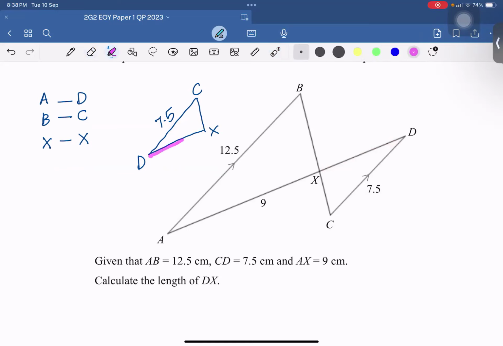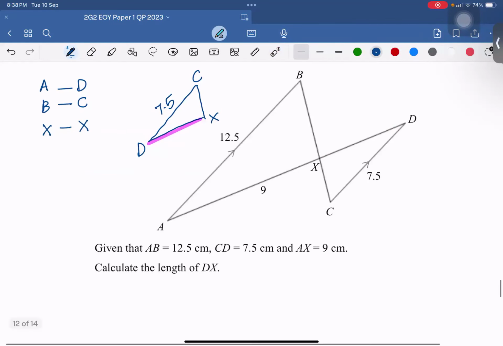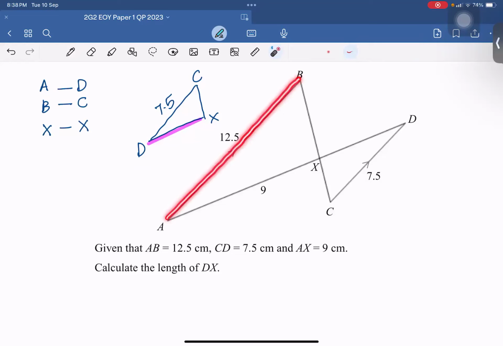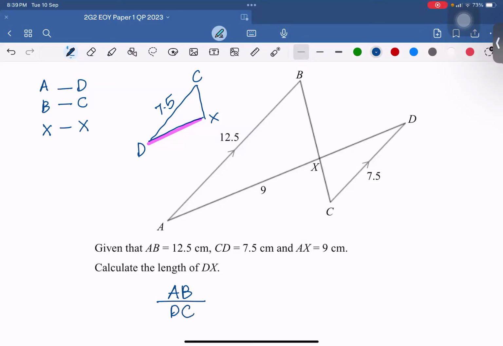DX is this one. So what we're going to do now, we're going to write a ratio to match the respective sides. So first part, the ratio over here. AB matches with which side? DC. AB matches with DC. So it will be written as AB over DC, equals to, give me one more pair. I had AB with DC already.